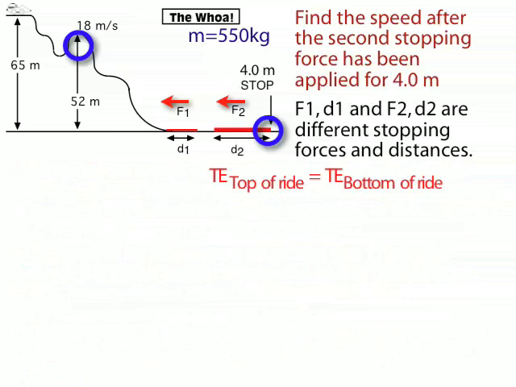Total energy at the top of the ride equals total energy at the bottom of the ride. This would be a great first choice if I didn't have those other forces, F1 and F2. But I do have those forces, so really that's not going to be the complete choice that I need to make. Instead, I'll start with the total energy at the top of the ride.